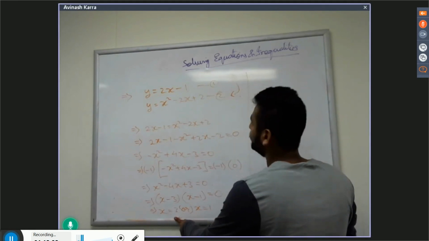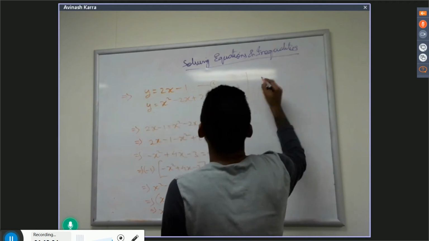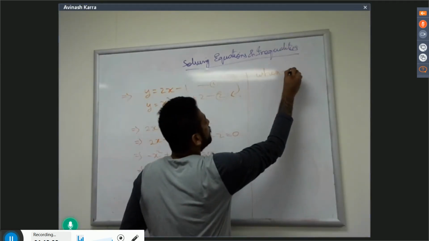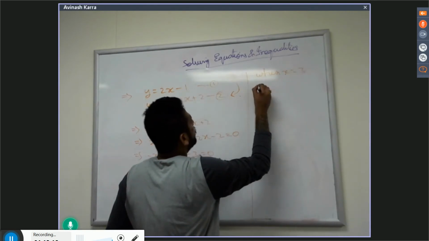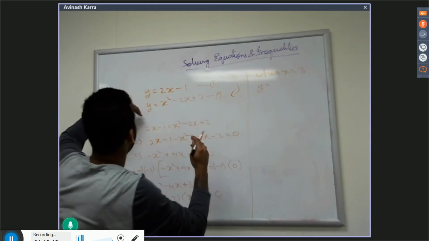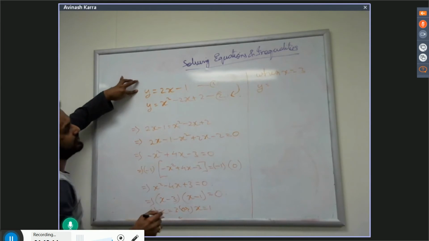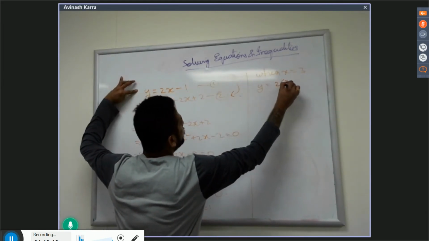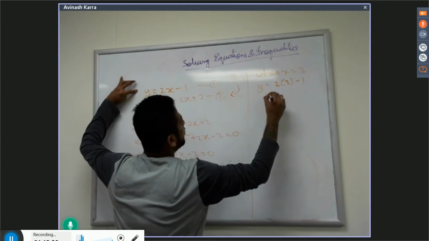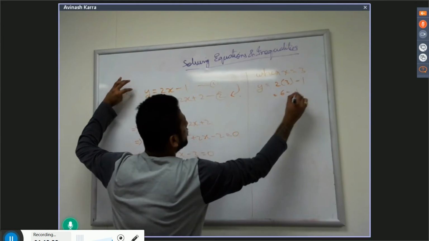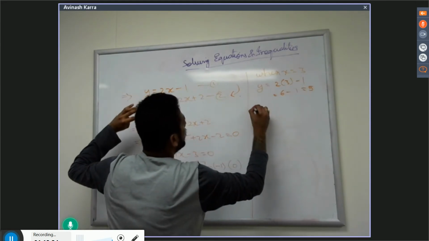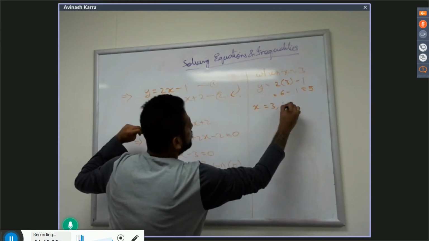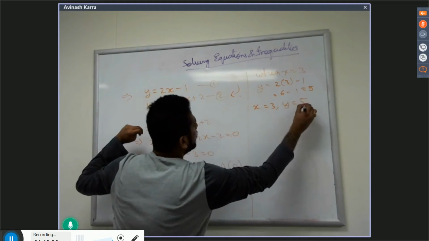When x equal to 3, what will be the value of y? Substitute in any one of the equations. Let me substitute in equation 1. When x equal to 3, y is equal to 2 into 3 minus 1, is equal to 6 minus 1, equal to 5. When x equal to 3, y is equal to 5.